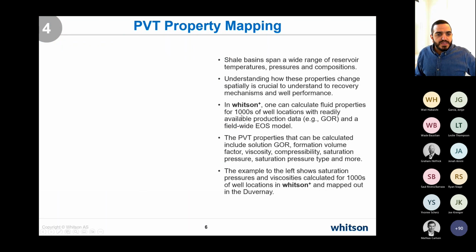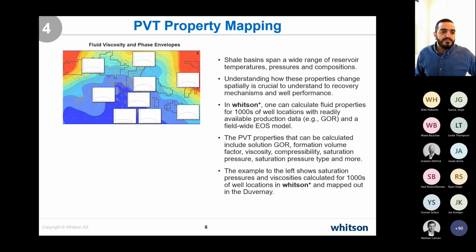Okay. The fourth case study is related to PVT property mapping. Basically, 90% of you that are subscribers to Whitson Plus are also part of our PVT equation of state model JIPs. And with those, what we can do is basically go into a field, into a basin, into a whole area that we would like to decide, and we can estimate PVT properties in Whitson Plus based on very limited amounts of data. So for example, we just have the GOR for each well. We don't have anything else.